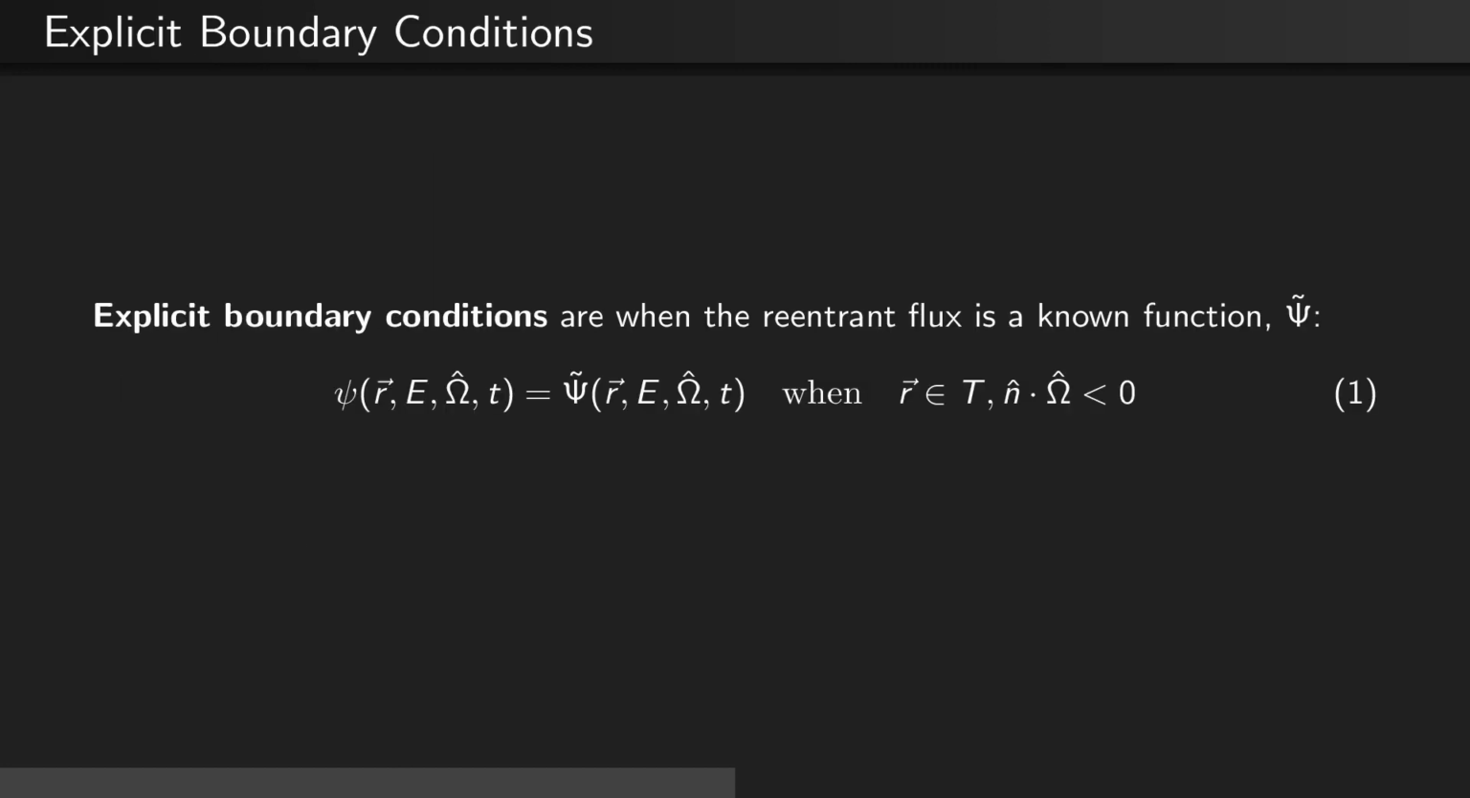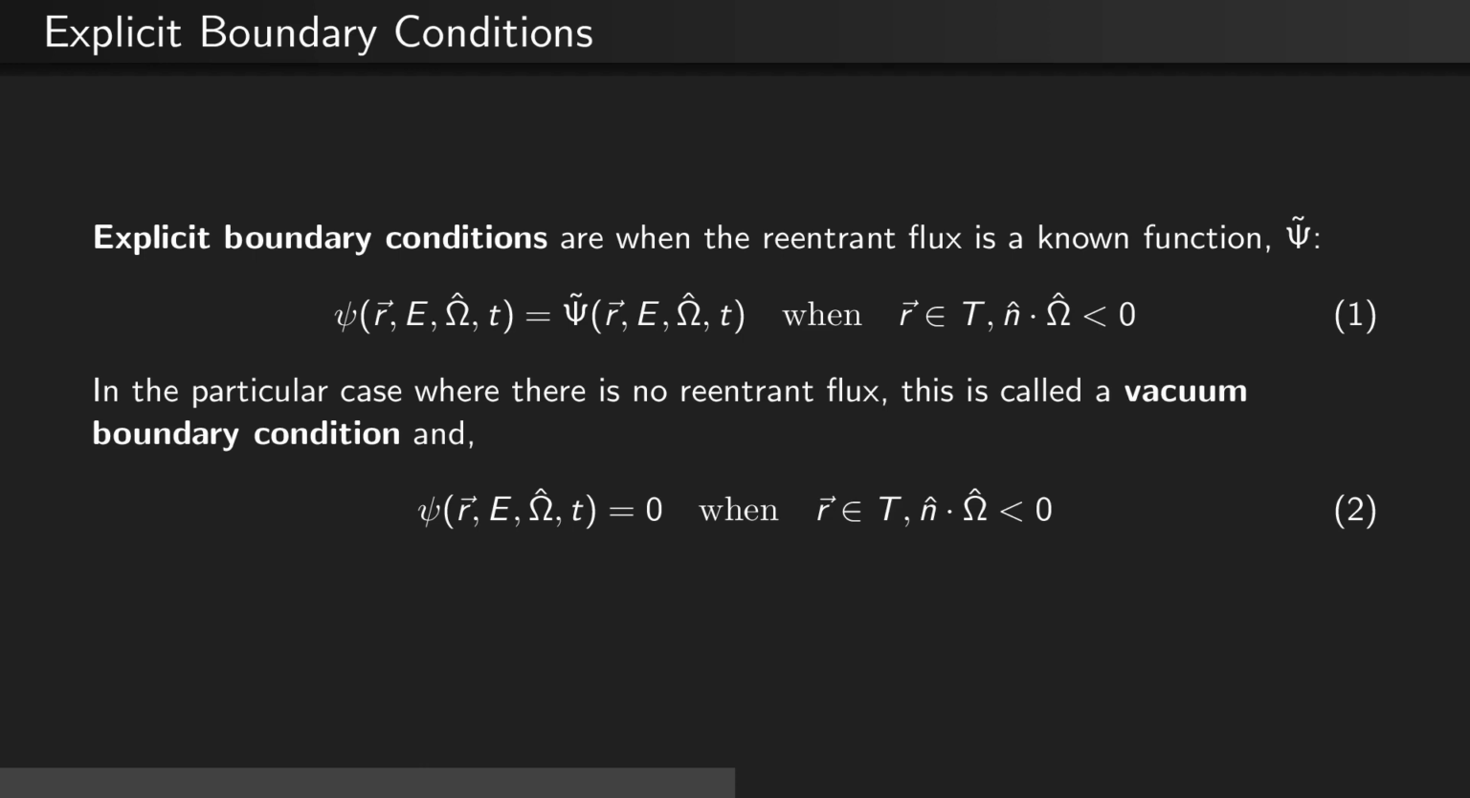Explicit boundary conditions are when the reentrant flux is a known function. Call it tilde uppercase psi. Thus, the angular flux at the surface is this known flux tilde uppercase psi. In the particular case where there is no reentrant flux, this is called a vacuum boundary condition, and in this case, our flux at the surface is just equal to 0.